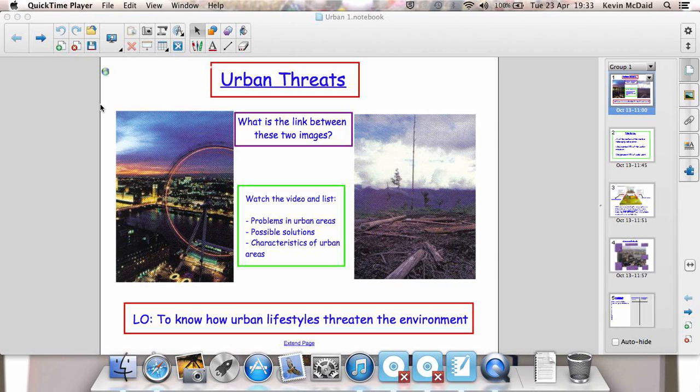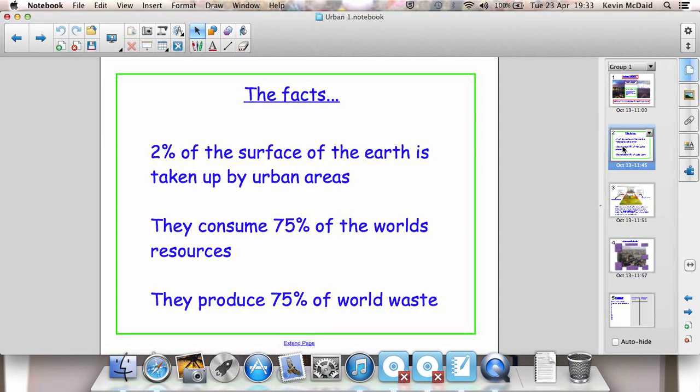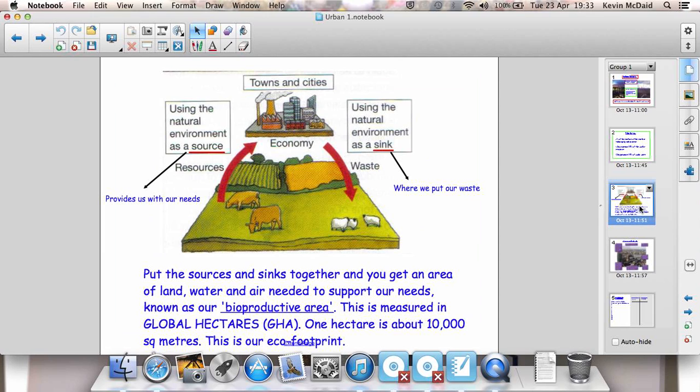So, for instance, all the oil and wood and resources that we use here in London can have a direct effect on forests thousands of miles away in terms of the oil that we get or the wood that we use and things like that. So the key points are that urban areas take up 2% of the surface of the Earth, but they use 75% of the world's resources and produce 75% of the world's waste. So it's quite a startling statistic.